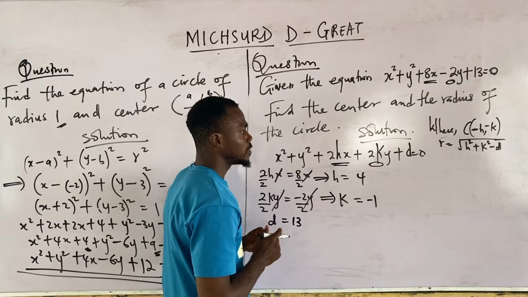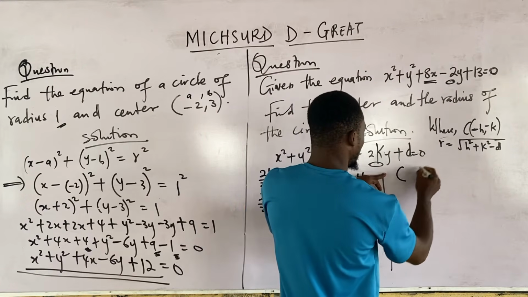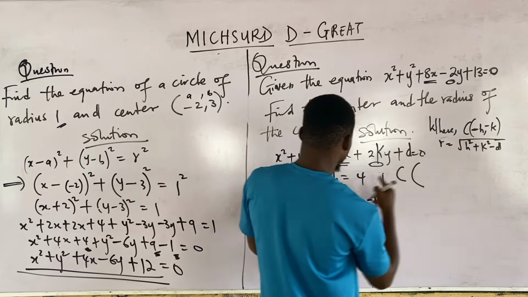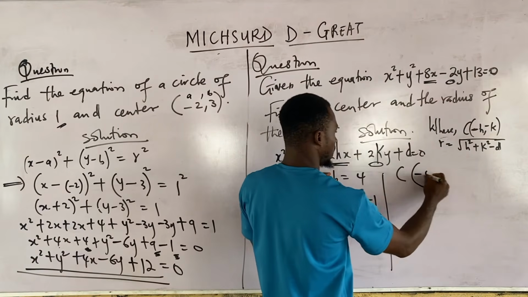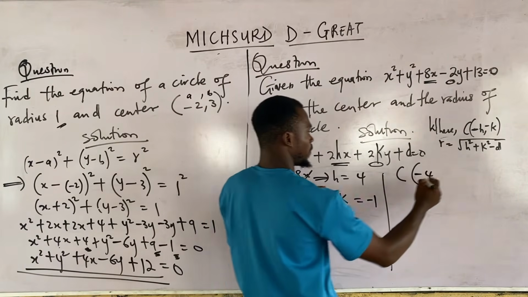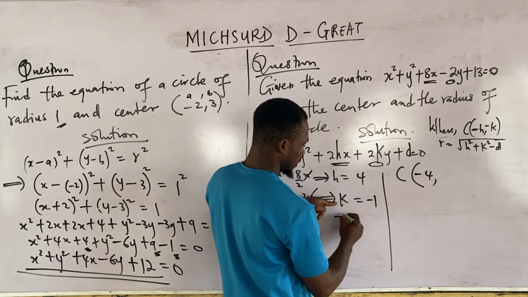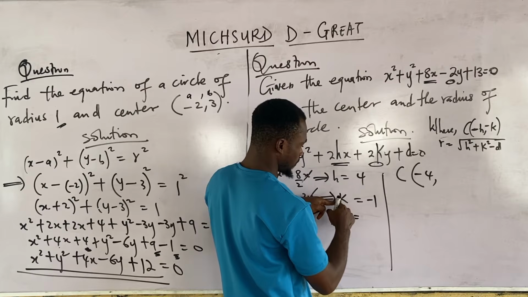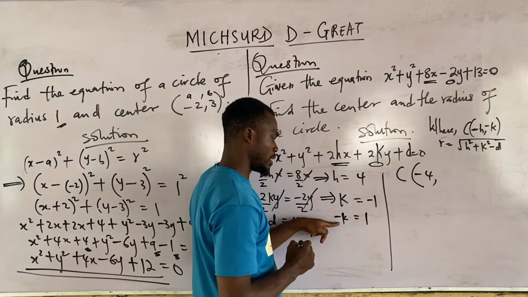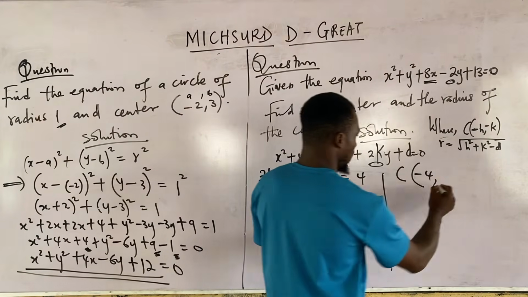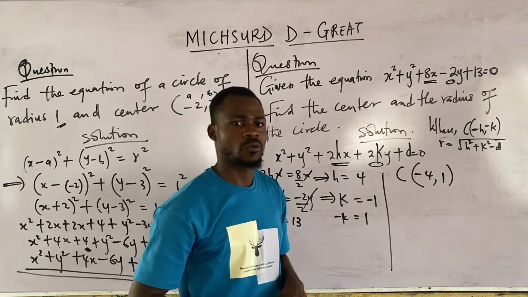So we have that. Now, if we try to get the center, it will be -h. -h will be -4, since h is equal to 4. So -h will be -4. And we have -k. So if k is -1, that means that -k, multiplying here with minus, multiplying here with minus, you have plus 1. So -k is 1. So the center is (-4, 1).